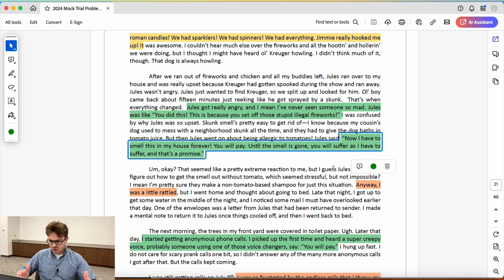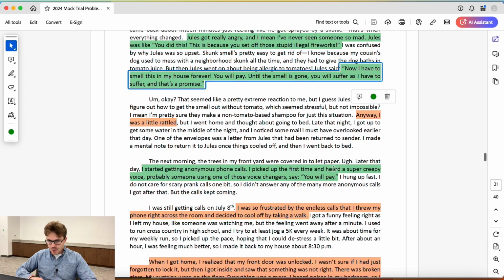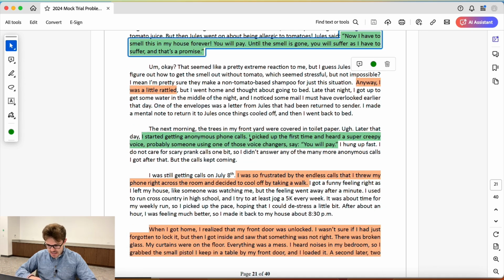We have a statement here from the defendant, which is admissible as an admission by a party opponent under the hearsay rule, and it's going to come in and it's going to really help us because we have the defendant making these threats that ultimately for the prosecution we're saying that the defendant followed through on those threats. We'll look at a couple more of the things I highlighted in green.